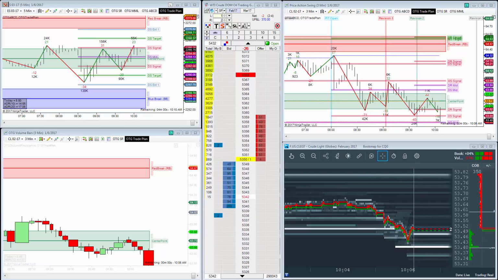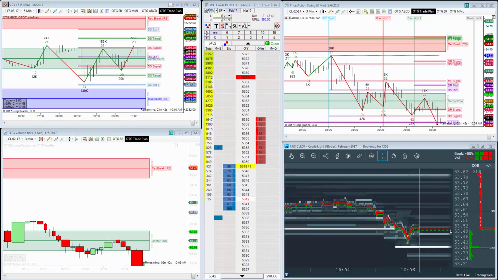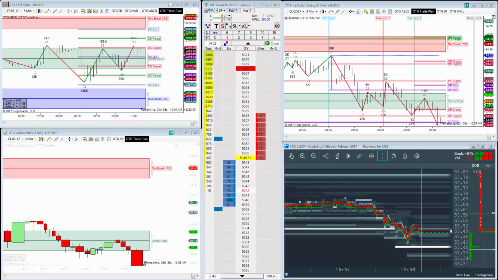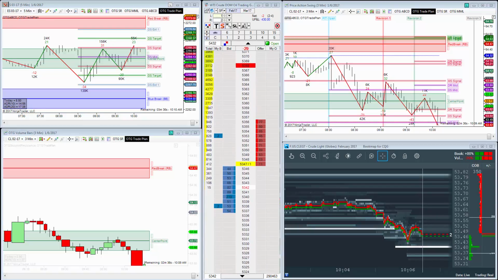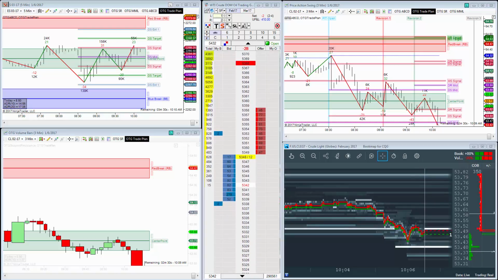15 ticks. Told you. 38 is your target. Okay, if we come down, you've got a big line of liquidity down here at 40.